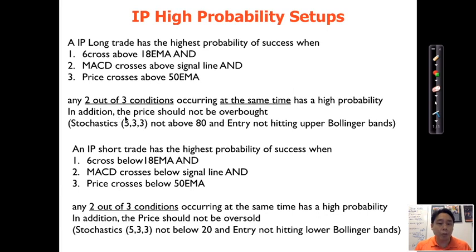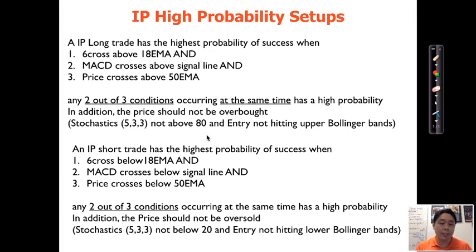Again, in addition, the price upon entry should not be overbought. In other words, the stochastic should not be above 80 and the entry price should not be hitting the upper Bollinger Bands. And I'm going to show you a number of charts to, again, visually explain what I'm talking about.